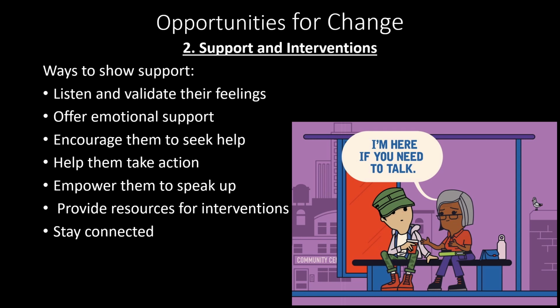Number 4, help them take action. Encourage the victim to block the bully online, report the cyberbullying to the website or platform where it occurred, and change their privacy settings. Empower them to speak up is number 5. Encourage the victim to speak out against cyberbullying and share their story to raise awareness and help others who may be experiencing similar situations. Number 6, provide resources. Share resources such as support hotlines, websites, and organizations that offer help, guidance, and intervention for victims of cyberbullying. Number 7, stay connected. It's important that you check in with the victim regularly to see how they're doing and offer ongoing support and encouragement. Let them know that you're there for them no matter what.